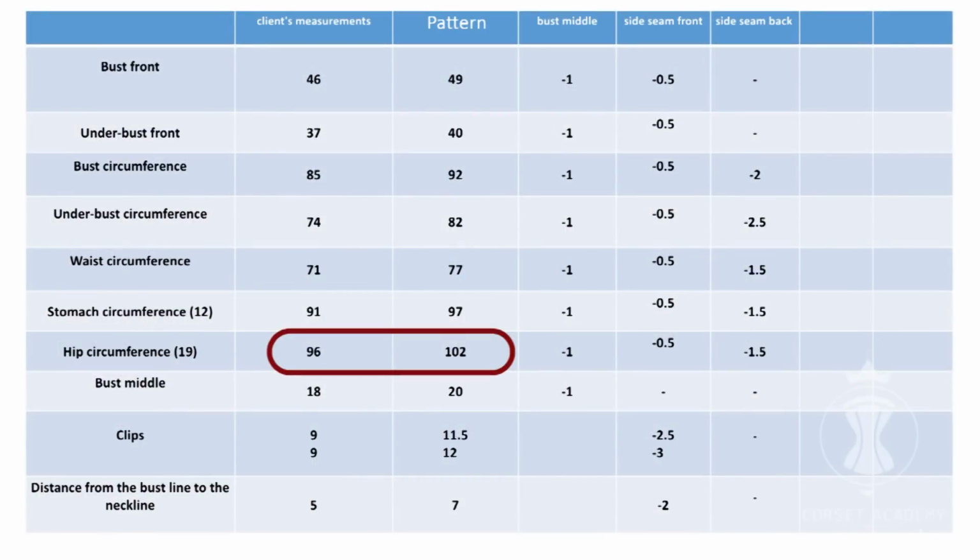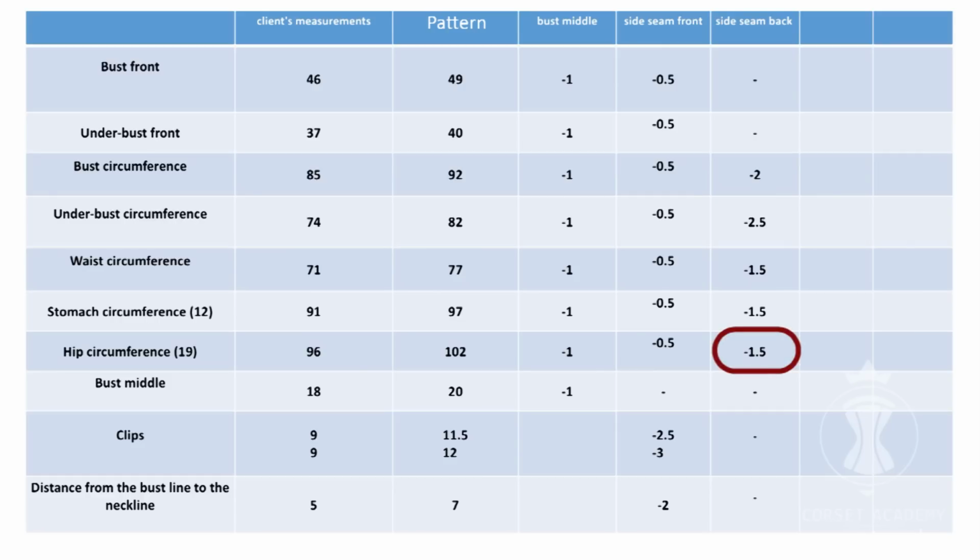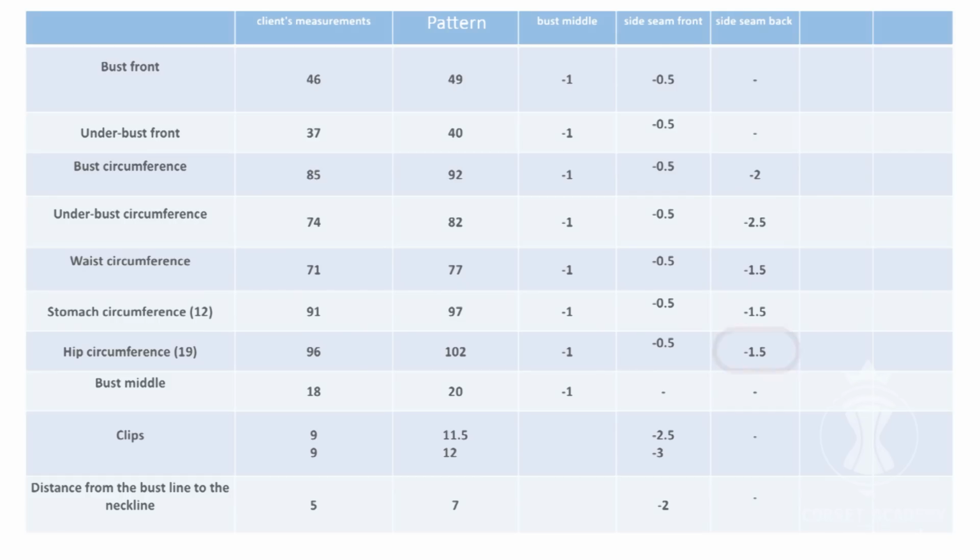Therefore, I need to shift the side seam of the back 3 centimeters inwards. Since the back of the dress is made of 2 halves, I need to narrow each one down by 1.5 centimeters. I write -1.5 centimeters in line 6 of column 7.